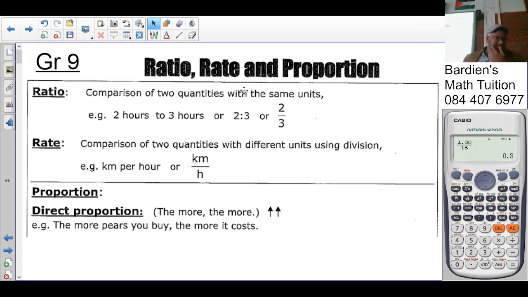Proportion: you get two types of proportion, direct and inverse. For direct proportion, it's the more, the more. For example, the more pies you buy, the more it costs. So this is direct. As the one goes up, the other goes up too, basically at the same rate.